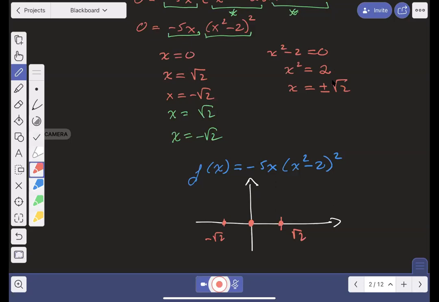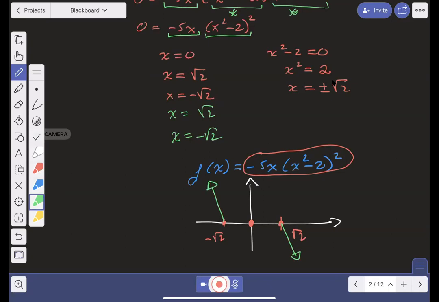Now what's nice about this? You're plugging it in here. And what would that give you if you plugged in a number after root 2, like 2? It would turn out to be negative. Let me put that down for you. Okay. Now what I want to do is take a number below minus root 2, like minus 2. And if I plugged it in, it would turn out to be positive.